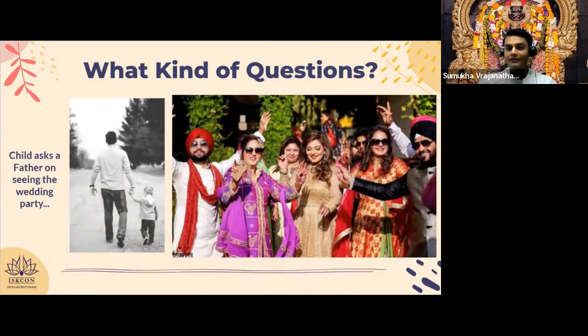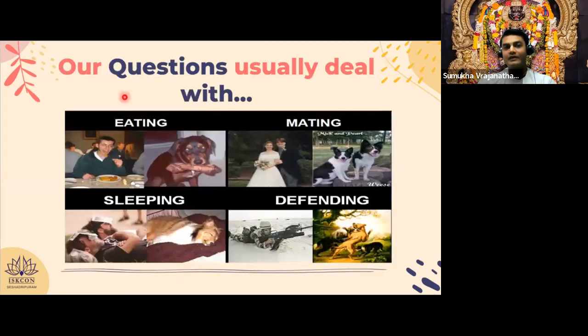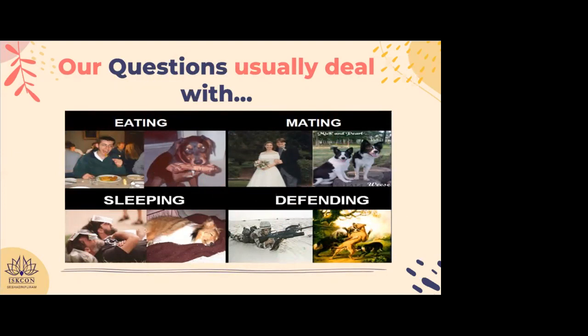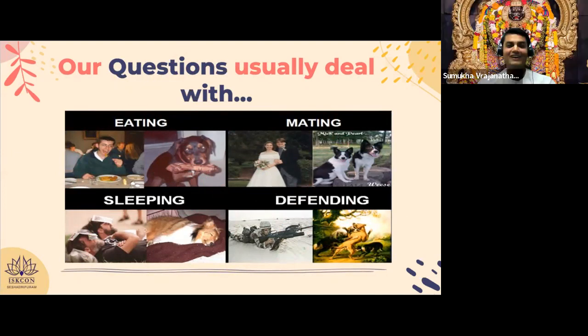So when we talk about those things, our questions usually revolve around these four activities only, if you see: eating, mating, sleeping, defending. Okay, this morning, what did you eat? Can somebody say? Okay, we'll try to cover different devotees. Yashika Mataji, what did you have in the morning? Paratha, Prabhuji. Okay. Balram Prabhu, what did you have for lunch?